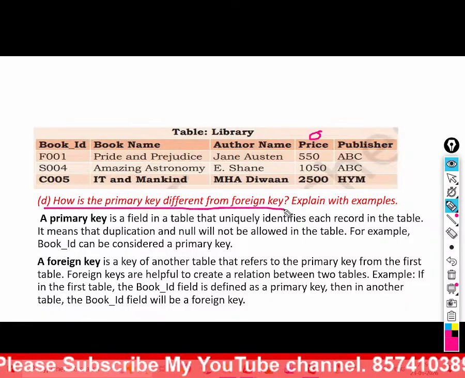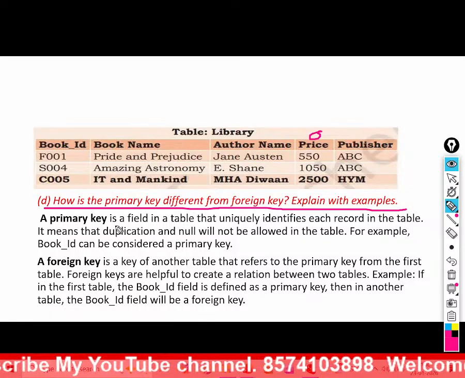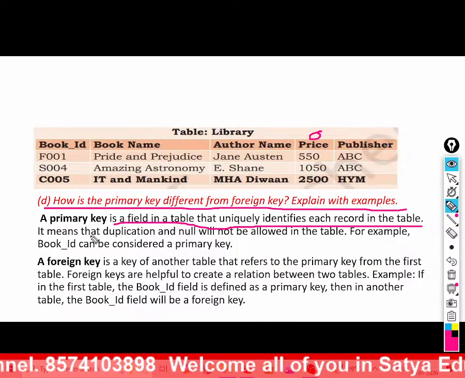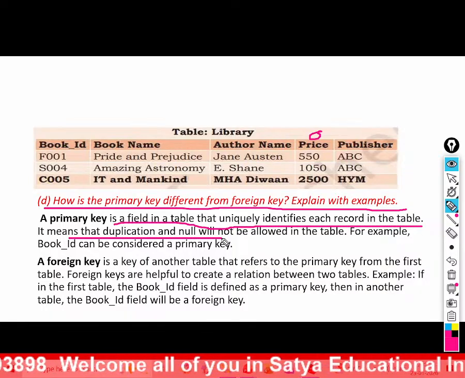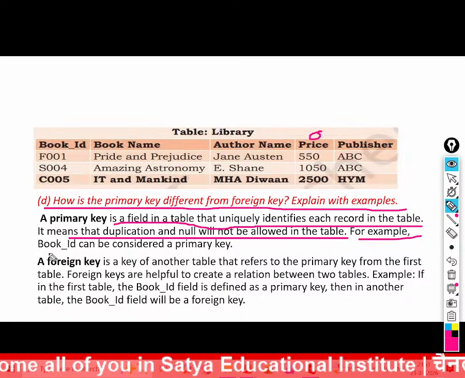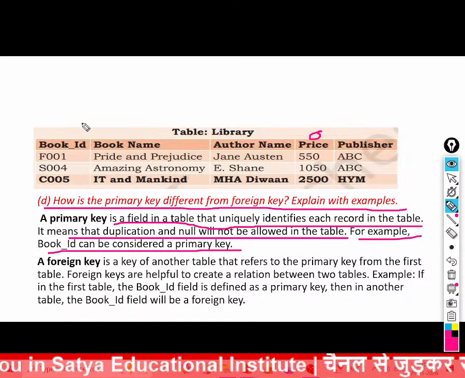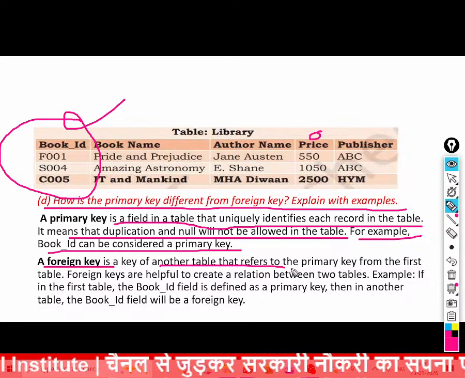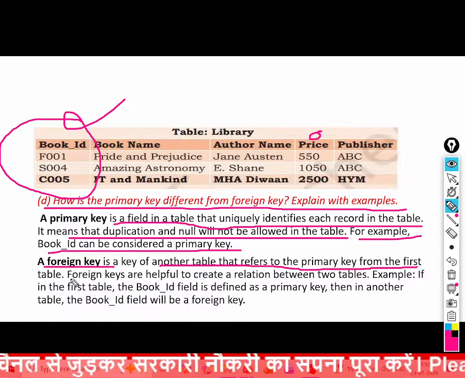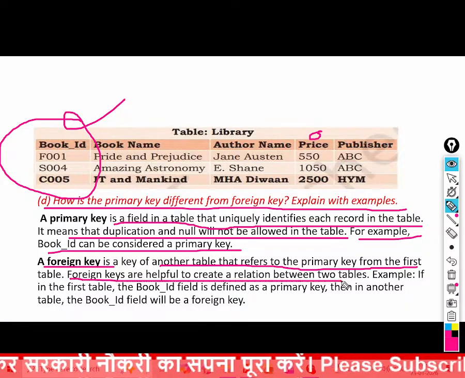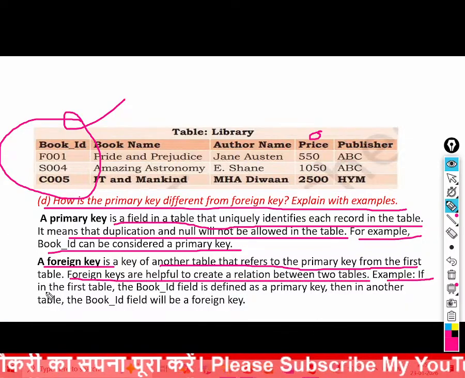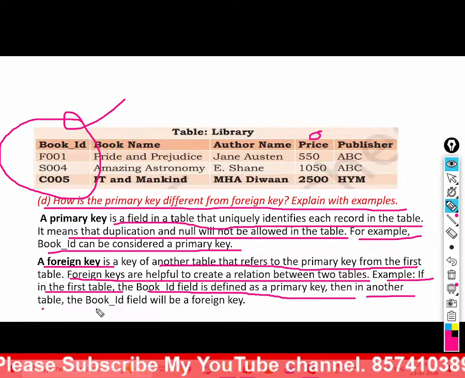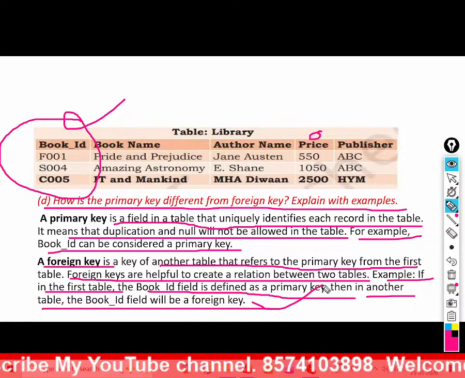How is the primary key different from the foreign key? Explain with example. A primary key is a field in a table that uniquely identifies each record in the table. It means that duplication and null will not be allowed in the table. For example, book ID can be considered as a primary key in this table. A foreign key is a key of another table that refers to the primary key of the first table. Foreign keys are helpful to create a relation between two tables. Example, if in the first table the book ID field is defined as a primary key, then in another table the book ID field will be a foreign key.